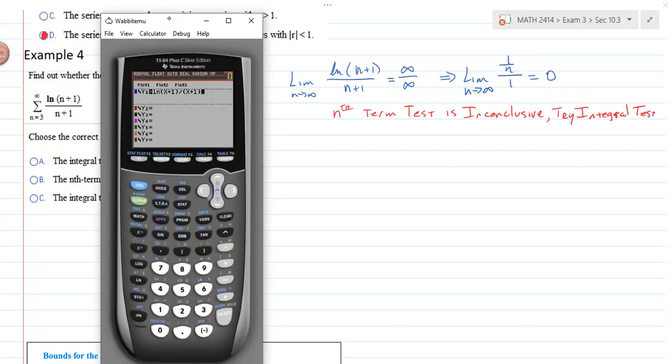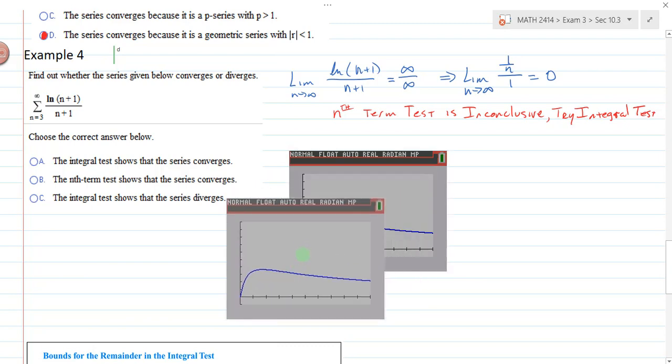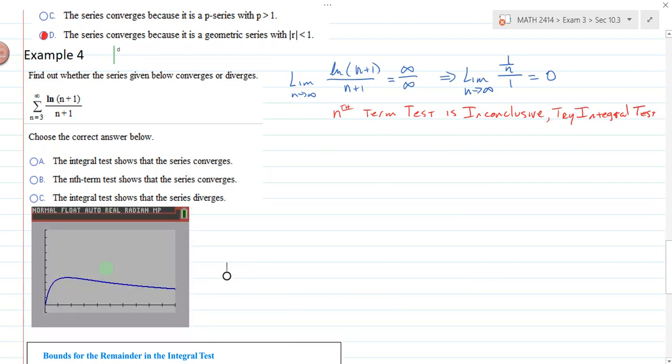Because the nth term test is inconclusive, we're going to try the integral test, but there are 3 things that we have to check before we can use the integral test. So I'm going to graph my function, and my window went from 1 to 10 here. One of the things we have to check is that this function is continuous, positive, and decreasing. Clearly the function is continuous, and it's positive because it's above the x-axis, and it's not decreasing before 1.